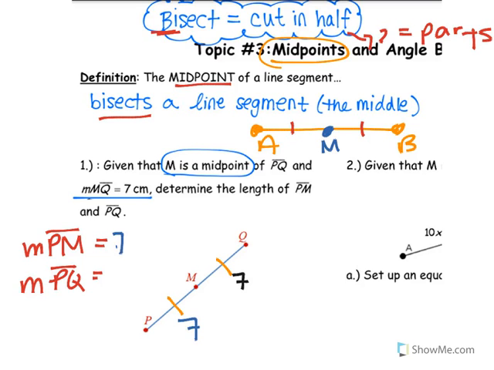So I've already answered part of this question. The length of PM is 7. Now PQ was asking for this entire length from here to here. We're going to have to do a little bit more work and actually add the parts together. 7 plus 7 is 14. So the length of PQ is 14.